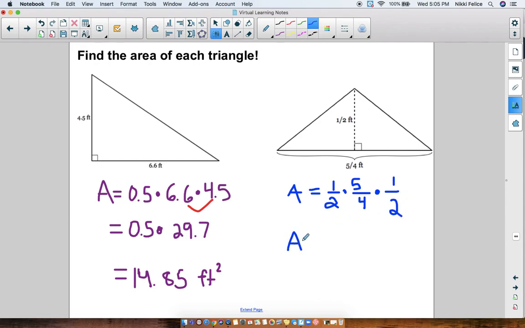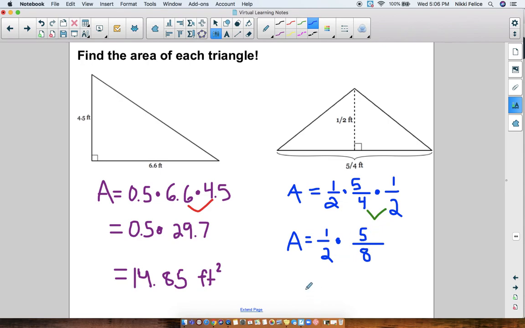Okay, so I'm going to bring down my first 1/2. That's the 1/2 that's in the formula. And I'm going to start by first multiplying the base times the height. You guys know how to multiply fractions, nice and easy. You multiply the numerators and multiply the denominators. 5 times 1 is 5 on top. 4 times 2, that would be 8 in the bottom. So now I have 1/2 times 5/8.